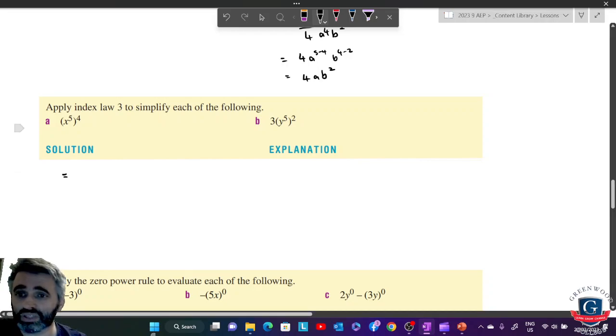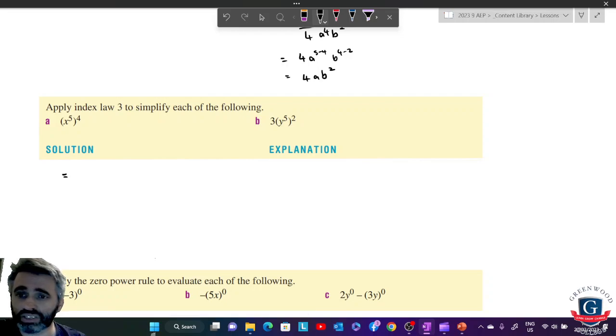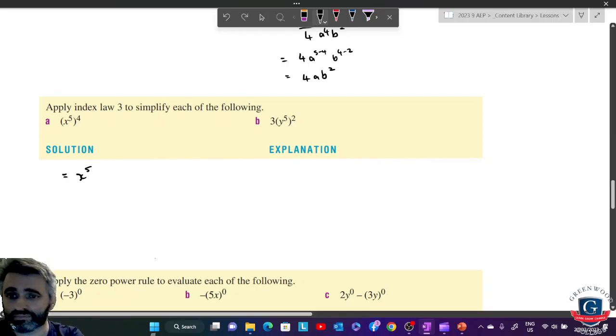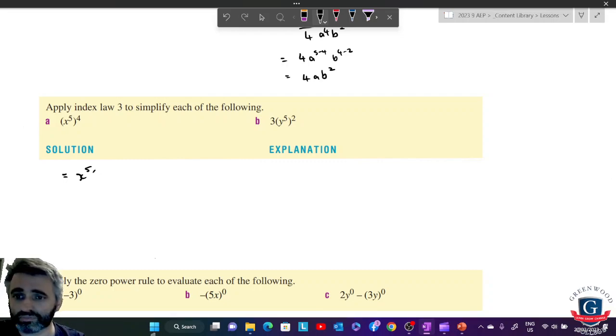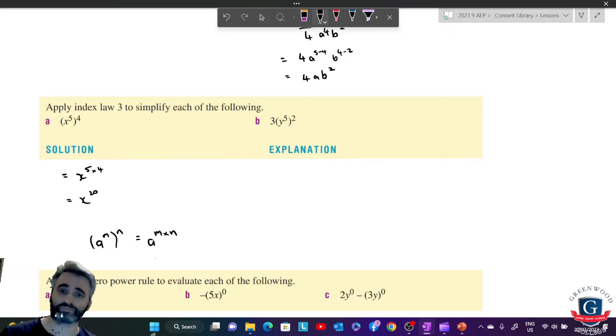The third index law says if you've got a bracket outside of a term, apply it to everything inside the term and multiply. So in this case, it would be x to the 5 times 4, which would be x to the 20. So if we said a to the m raised to the power n equals a to the m times n.